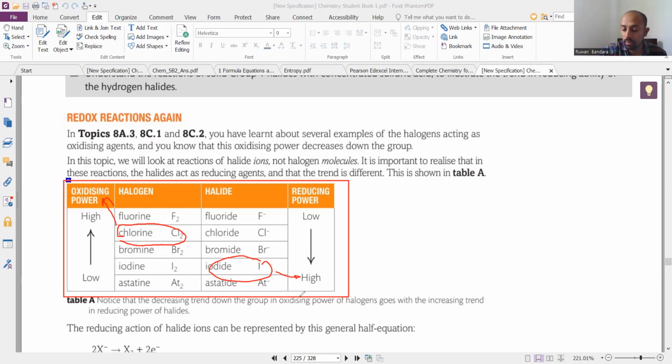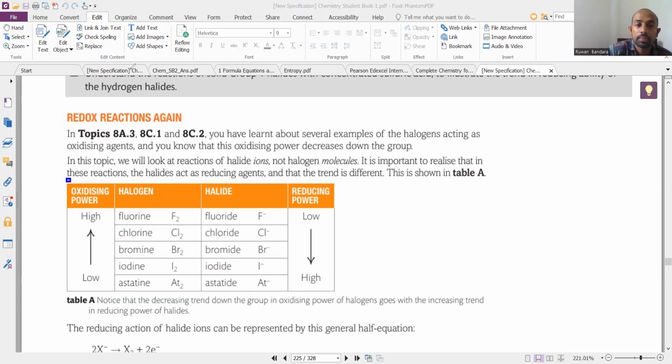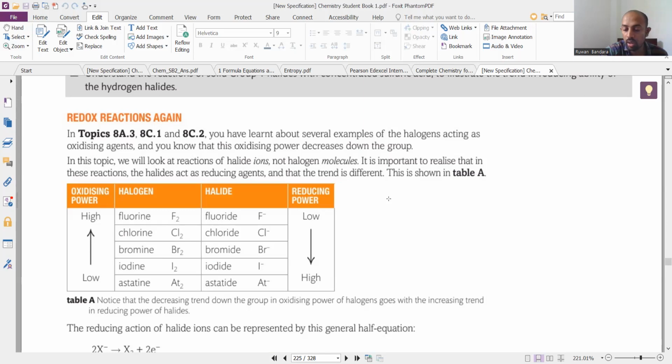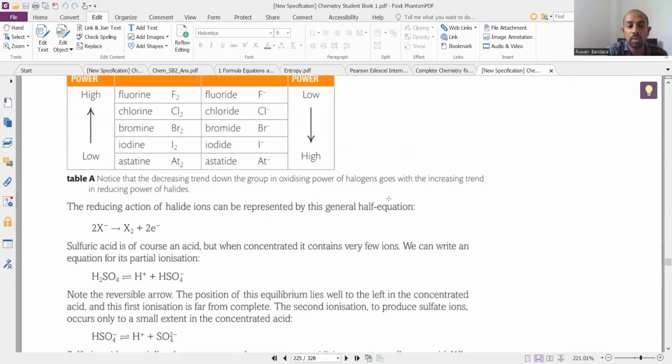Finish copying? Yes, sir. Where's this, Shanil? This part. If you can't understand, just let me know.